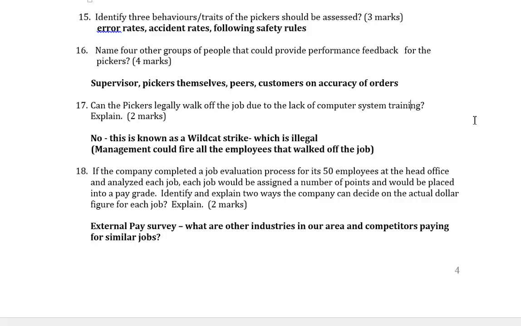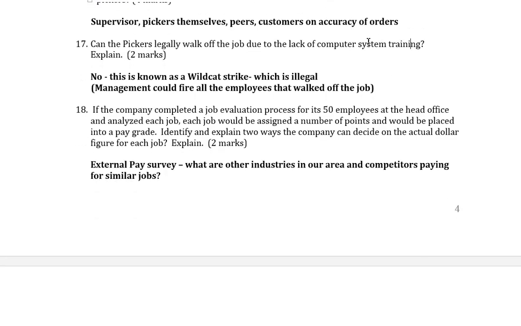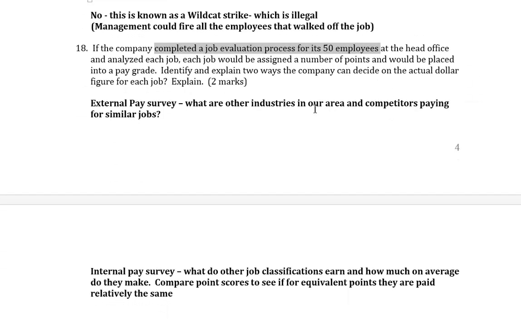In this final question, we ask if the company completed a job evaluation process for its 50 employees at the head office and analyzed each job, each would be assigned a number of points and would be placed into a pay grade. We had a chapter on this where we discussed this in compensation. We want you to identify and explain 2 ways that the company can decide on the actual dollar amount that they're going to pay people.